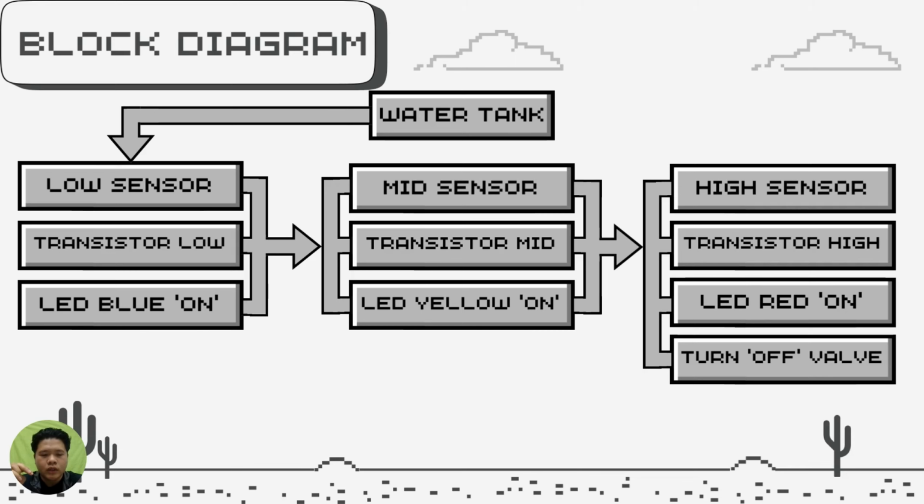At the low sensor, if the water is at the low level, it will turn on the transistor at low and the blue LED turns on. If the water level is at the middle, it will turn on the transistor at mid and the yellow LED will turn on. If the water level is full or high enough to reach the sensor, it will turn on the transistor high and the red LED turns on, and it will turn off the valve to stop the water from feeding in.